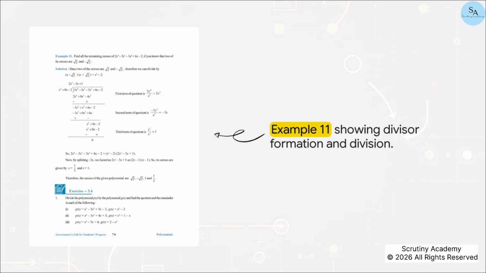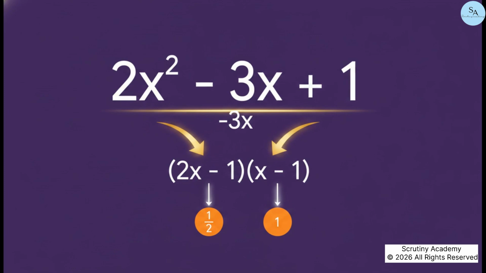Now we perform our standard long division on that giant polynomial to get a much simpler quotient, which turns out to be 2x squared minus 3x plus 1. And look at the remainder at the bottom. It's 0. That proves we did it perfectly. Finally, we take that shiny new quotient we just found, and we simply split the middle term to factorize it. This easily reveals the remaining 2 zeros, which are 1/2 and 1. See? By breaking a huge, scary problem into smaller, logical steps, what looked like a total nightmare became completely manageable.